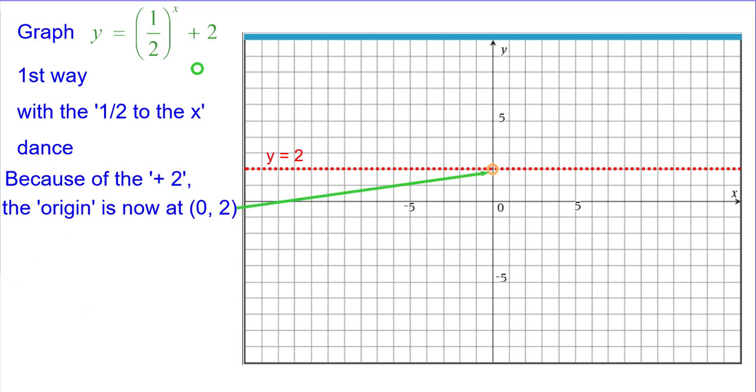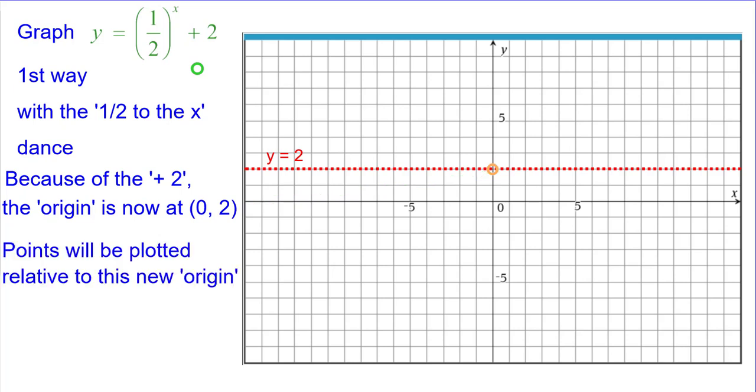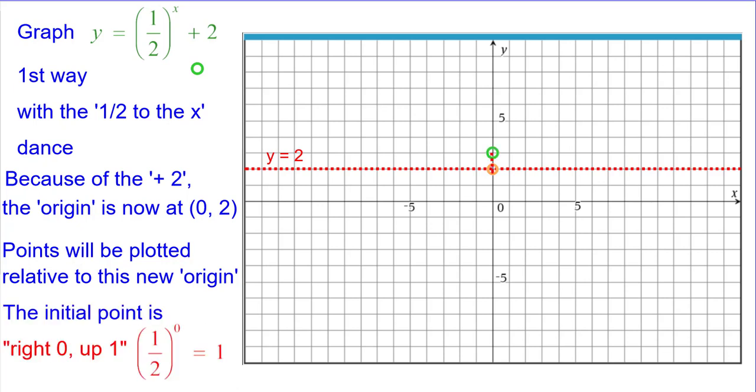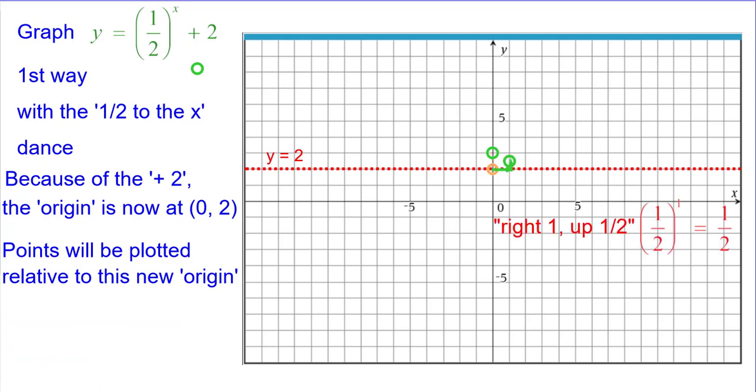Also, because of the plus 2, the origin is now going to be at 0, 2 instead of at 0, 0. And points will be plotted relative to this new origin, which is in orange. The initial point is right 0 up 1, because 1/2 raised to the 0 power is 1. From there, right 1 up a half. 1/2 raised to the first power is a half.